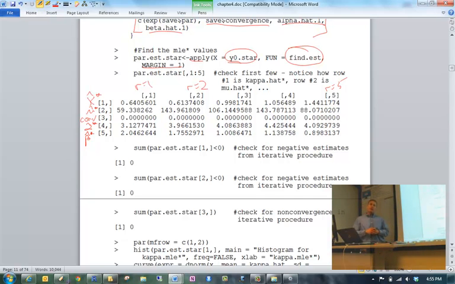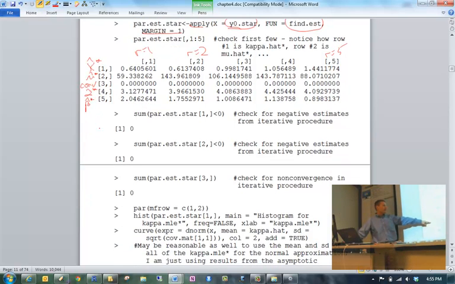Now, based upon my prior experience when I was using my original function from Chapter 2 to find the maximum likelihood estimates, I was worried about whether I have negative parameter estimates. That can't happen here based upon my function, but I included the check anyway. Let's sum up all the trues and falses from checking whether a kappa hat star is less than 0. I did 0 times. Same thing for mu.